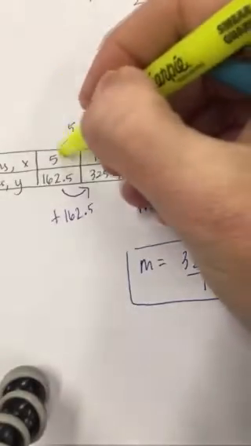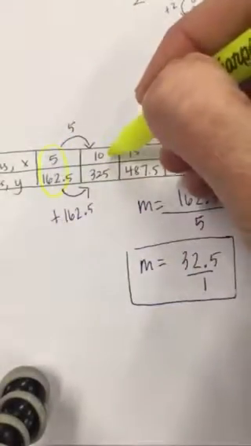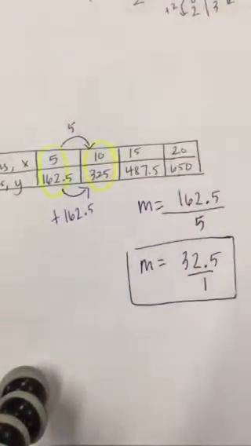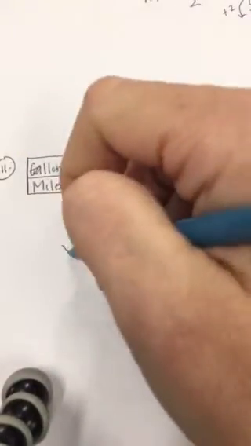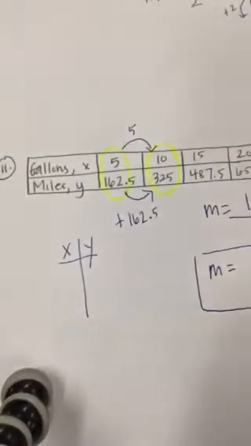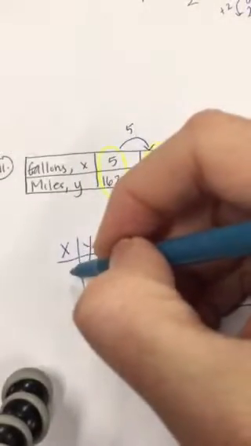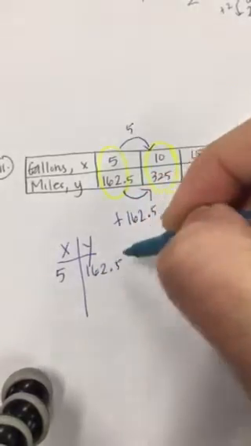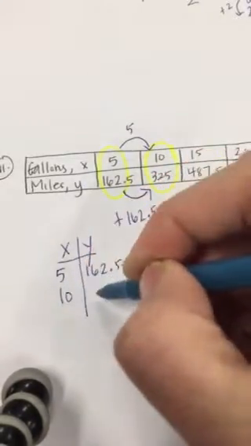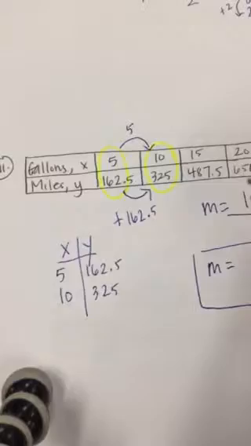So we could use our ordered pairs here. I could use this ordered pair here, and I could use this ordered pair here, and I could set up a table just like we did in the previous question. So if here's x and here's y, I know that I have the ordered pair 5, 162.5, and the ordered pair 10, 325.